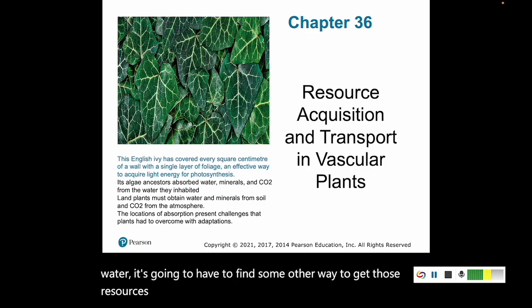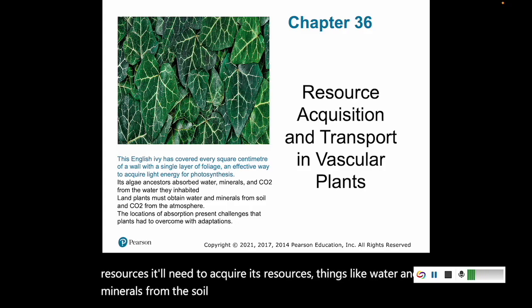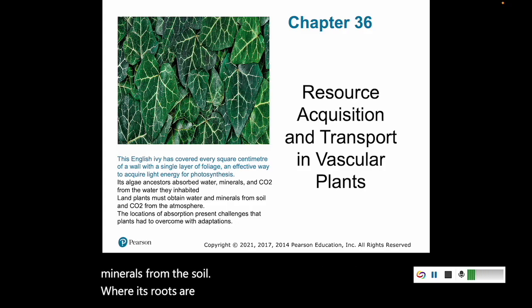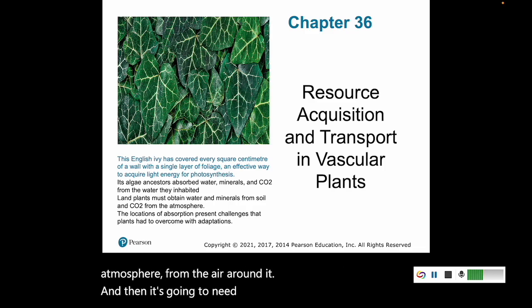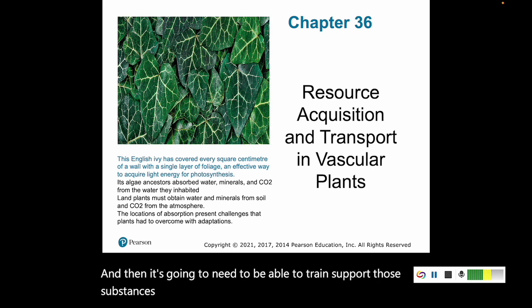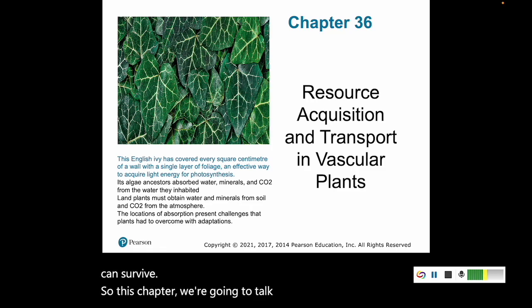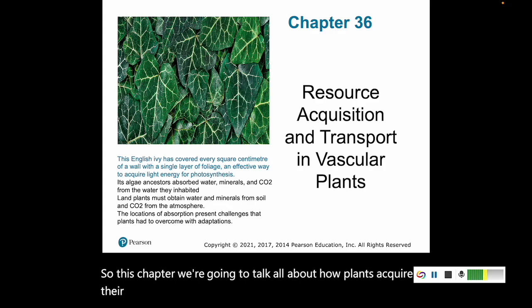It'll need to acquire its resources, things like water and minerals, from the soil, where its roots are. It'll need to acquire things like carbon dioxide from the atmosphere, from the air around it. And then it's going to need to be able to transport those substances around the cell and around the organism to where it can survive. So this chapter, we're going to talk all about how plants acquire their resources and how they transport those resources.